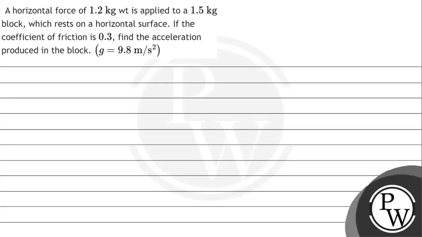बच्चों, let's read the given question. The question says a horizontal force of 1.2 kg weight is applied to a 1.5 kg block which rests on a horizontal surface. If the coefficient of friction is 0.3, we need to find the acceleration produced in the block. G is taken as 9.8 meter per second square.